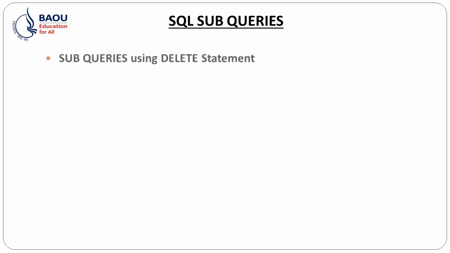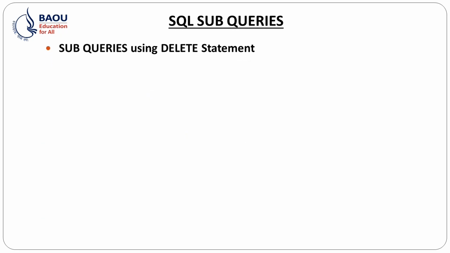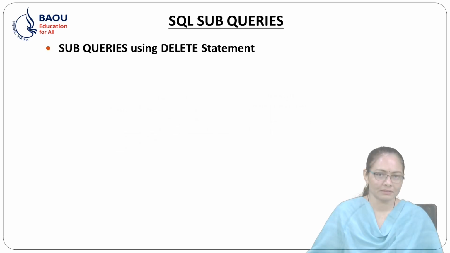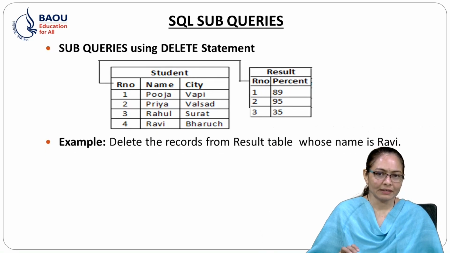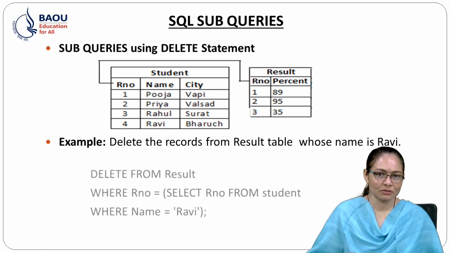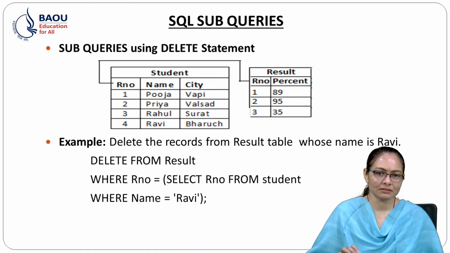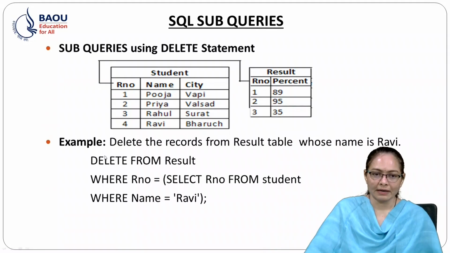Now, the subquery using the delete statement. The subquery can be used with the delete statement. For example, delete the record from the result table whose name is Ravi. So how do we write the query? Delete the record from result. So we write delete from result.